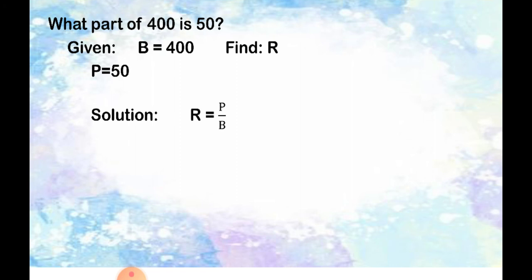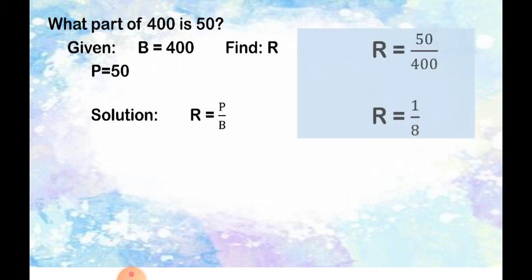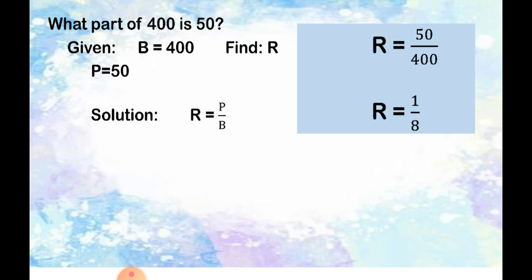Okay. So given, first is the given. Base is equal to 400 and then the percentage is 50. Okay, find R. R is equal to P over B or R is equal to 50 over 400 since our percentage is 50 and our base is 400. Therefore, we have 1 over 8 or 1/8. Therefore, 50 is 1/8 of 400. Wow. Yung 50 daw is 1/8 ng 400.